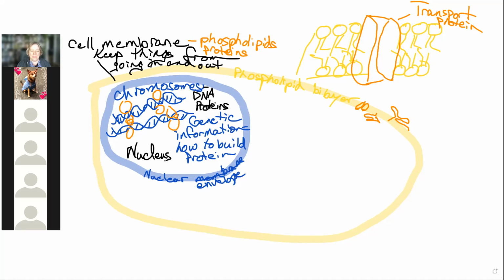Chromosomes are made up of DNA and proteins. The nuclear envelope is made up of what? Wouldn't it also be proteins? It would be proteins and a phospholipid bilayer. Very good, phospholipid bilayer.